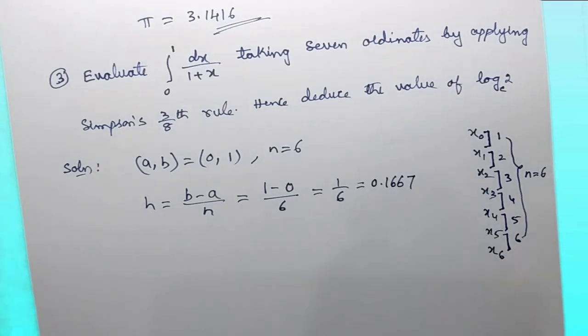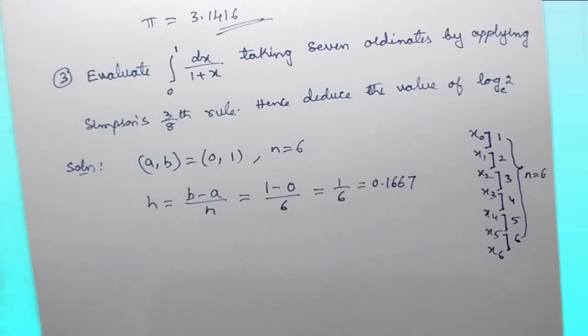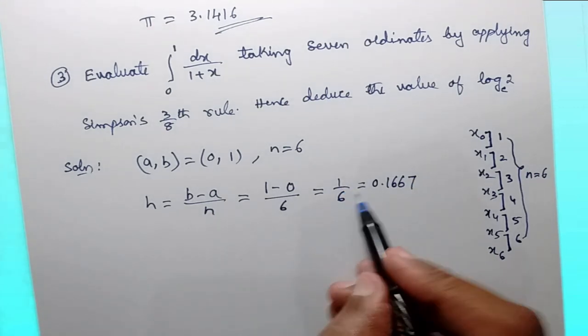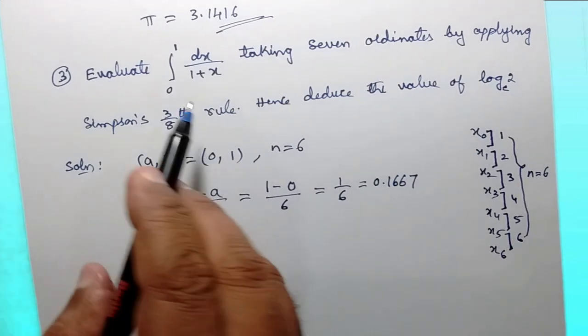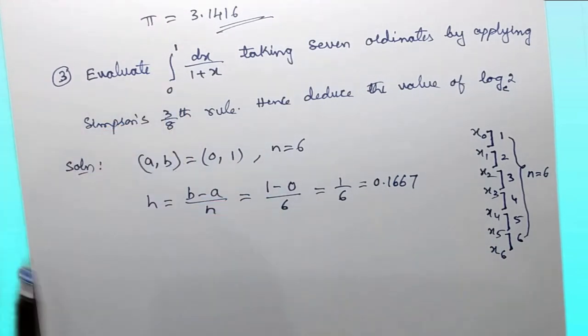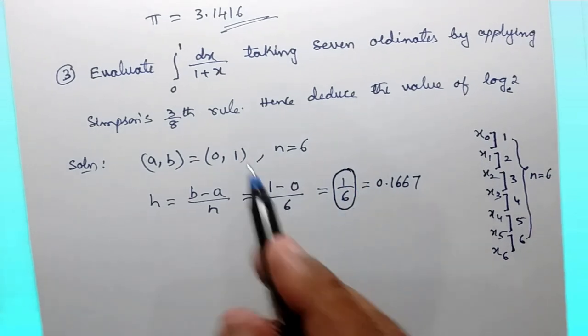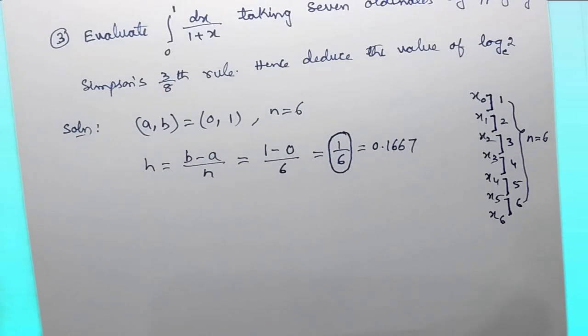1 by 6 will be equal to 0.1667. Because it is a recurring decimal, you can write the value as 0.1667, or it is better you write 1 by 6, because you are approximating, you might not be able to reach that value of 1 there. So it is better you just take 1 by 6 itself. That will be easy for us to find out the value of x.